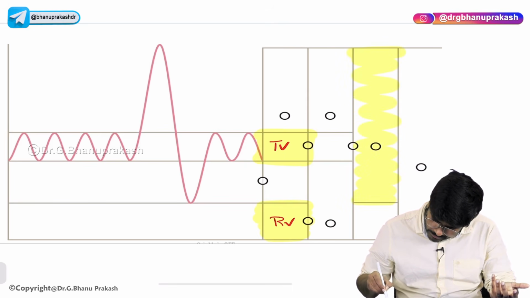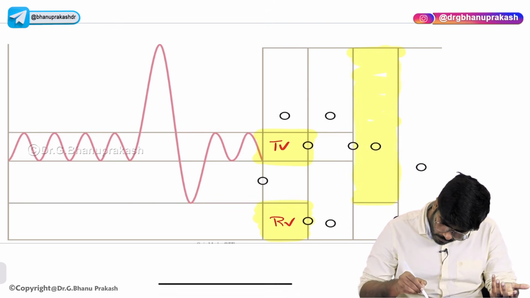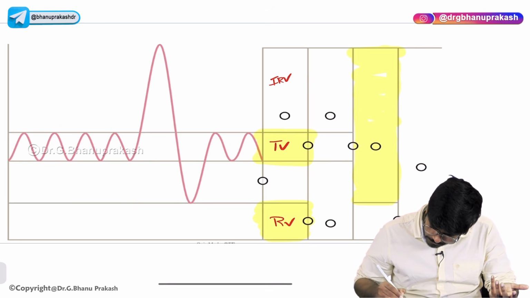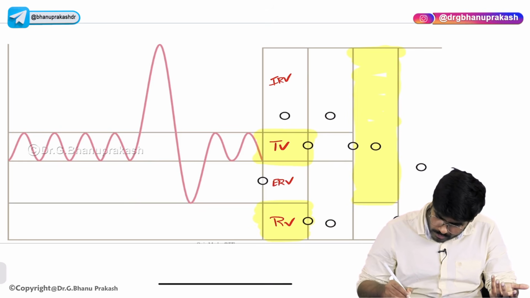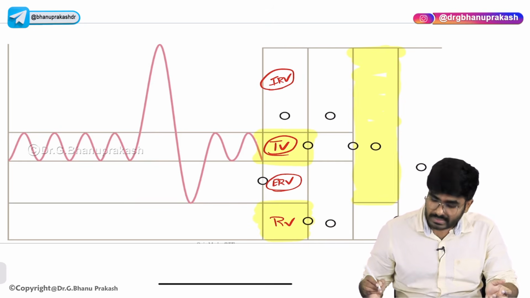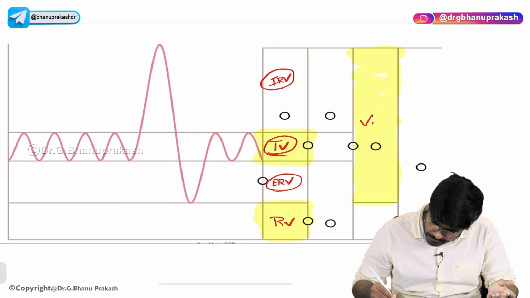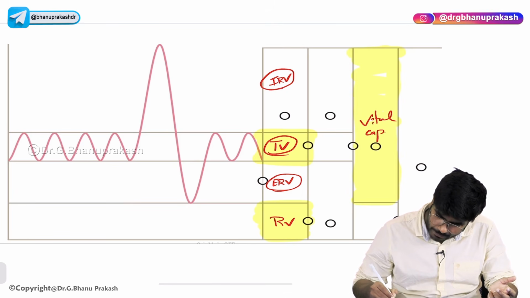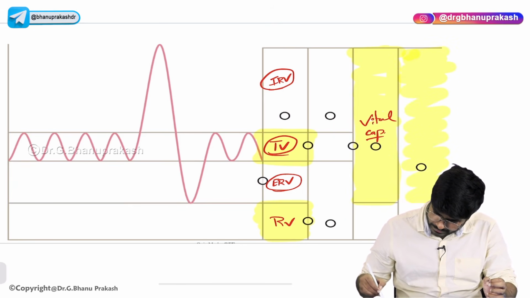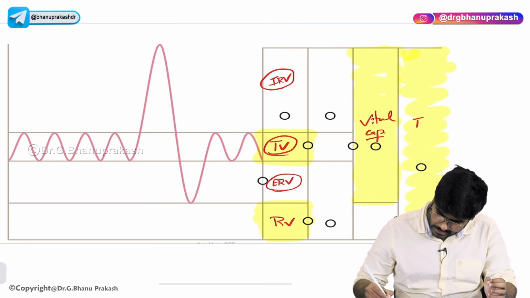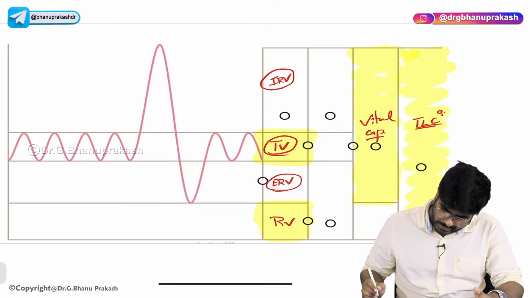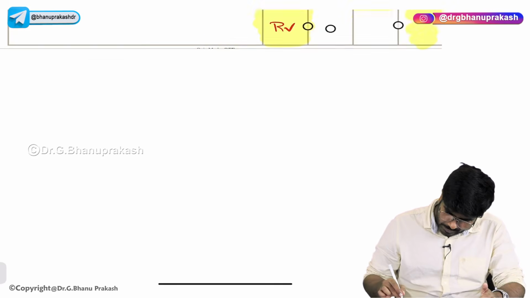Now, in this block, what are we adding? We are adding inspiratory reserve volume, tidal volume and expiratory reserve volume. All these three things together will give you vital capacity. And the last block, this area, is the sum of all the volumes, that is total lung capacity.